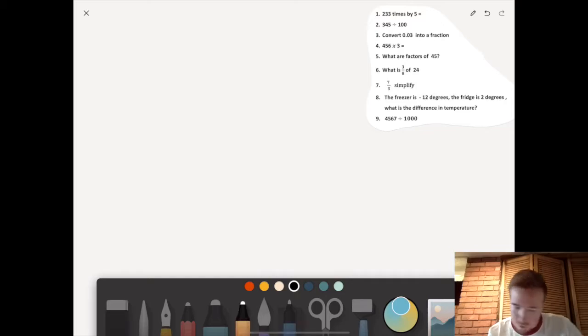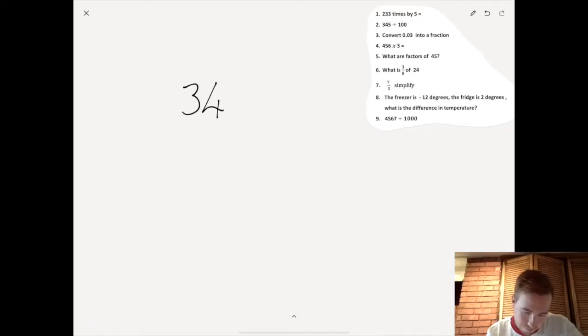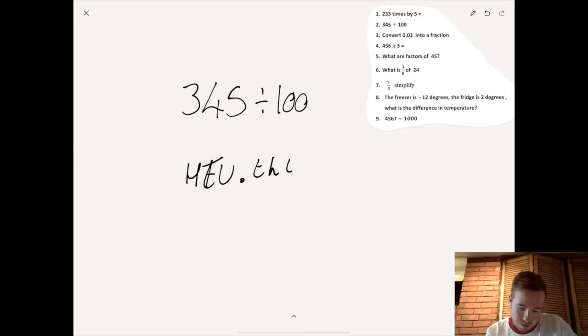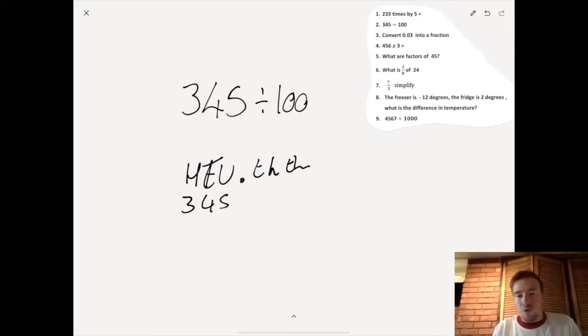345 divided by 100. So you've got hundreds, tens, units, and you've got tenths, hundredths, and thousandths. Okay, so you've got 3, 4, 5. If you're dividing by 100, everything's going to move 2 place value columns to the right. So the 5 in the units will go 1, 2, so it'll become there. So then you've got 5, 4, decimal point 3. Your hundreds will go 1, 2, and end up in your units. So it's 3.45.